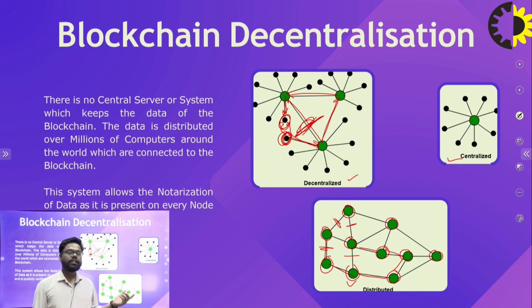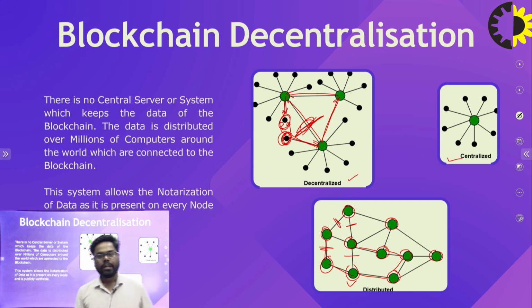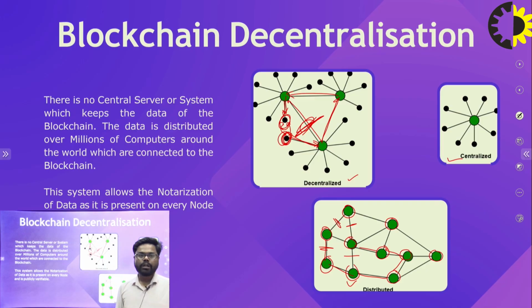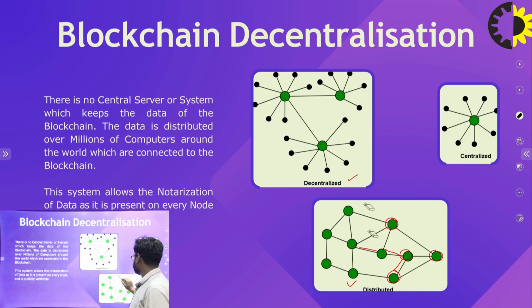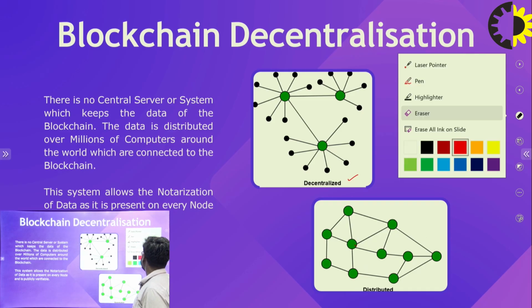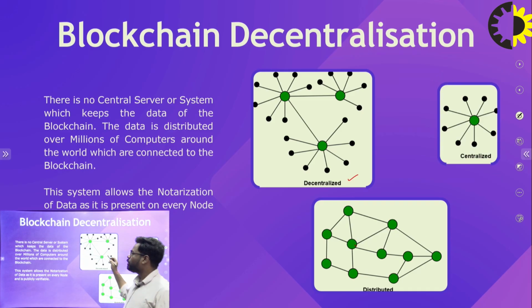So the blockchain works in the decentralized part. As I have told you, the blockchain works in the decentralized part. Okay, so the decentralized part works. Blockchain is decentralized because it does not come from a centralized system.